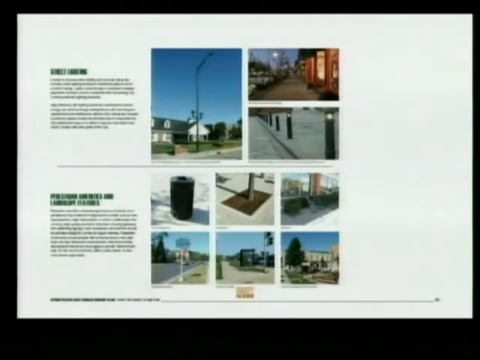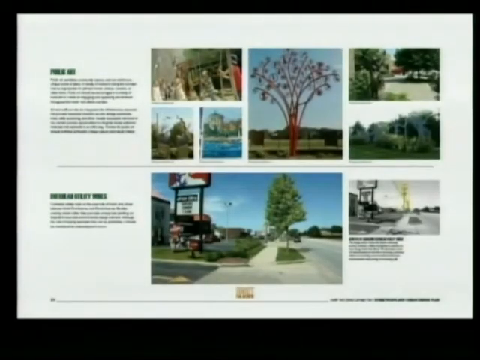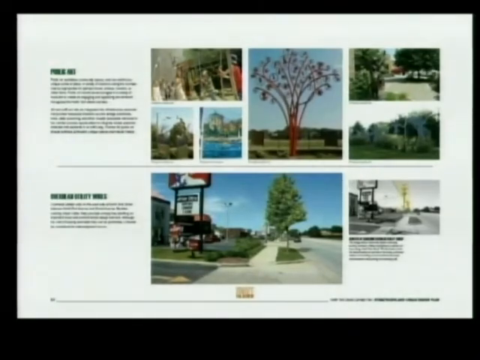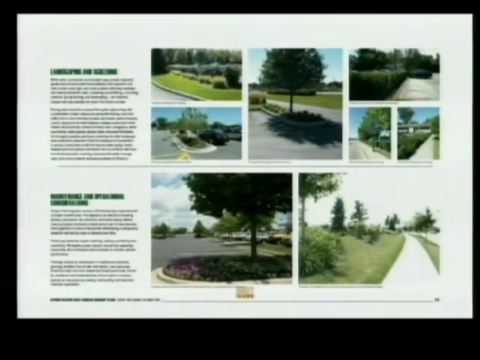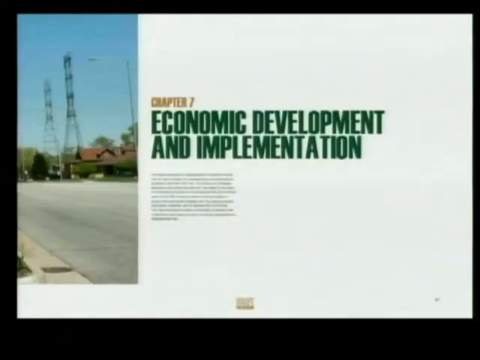We provide recommendations for street lighting that are more consistent with the city standards. We provide recommendations for pedestrian amenities and landscape features that are happening throughout the community. Recommendations for public art. The potential to remove some of the overhead utility wires. Obviously a very expensive effort, but something that can drastically change how that corridor looks. We provide recommendations for landscaping and screening, and more importantly, maintenance and operational considerations. You can recommend all the landscaping you want, but if you don't have something in place that helps make sure it looks the way it should look, it really wasn't worth the effort that you put into it.